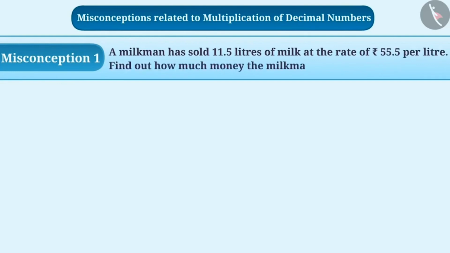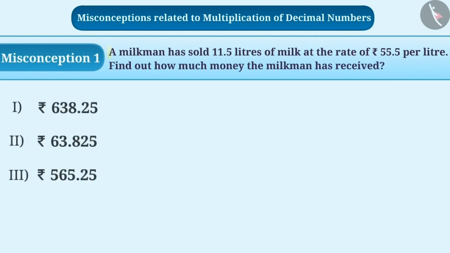Misconception 1. A milkman has sold 11.5 litres of milk at the rate of rupees 55.5 per litre. Find the amount of money earned by the milkman. To find the money earned by him, we have to find the value of 11.5 multiplied by 55.5.